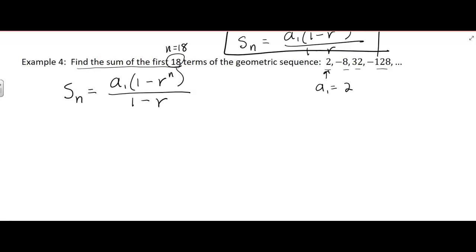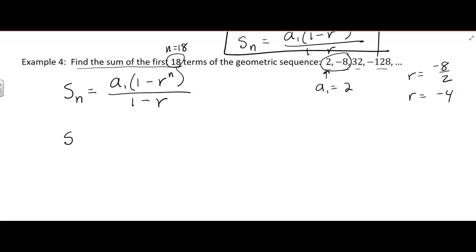And then how are you going to figure out r? Take any two terms and find the ratio. So I take the smallest ones. r is going to equal -8/2. Now you have to put the term further along on the top and then the previous term underneath. So r in this case is -4. All right, now we have enough information to find the sum.